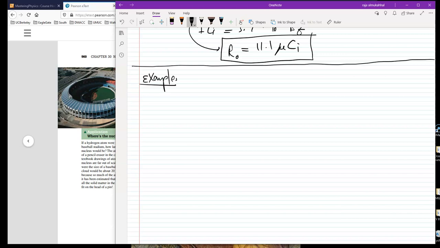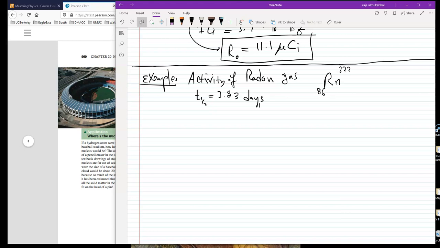I have radon. You remember radon gas, you find it in the basement of homes, and it's radioactive. So I have a radon gas, Rn-222, and the half-life of the radon given to us is equal to 3.83 days. So it is more radioactive than the one we just dealt with.